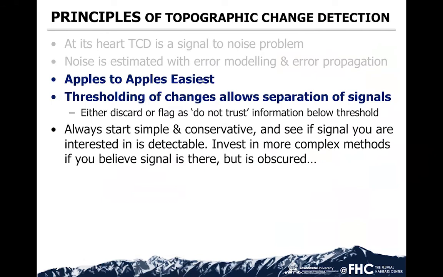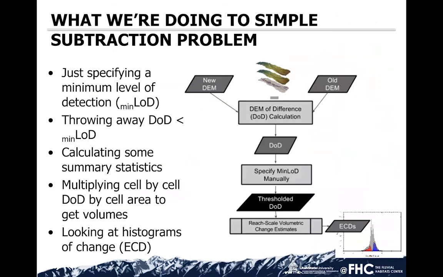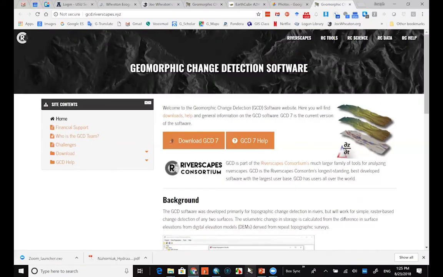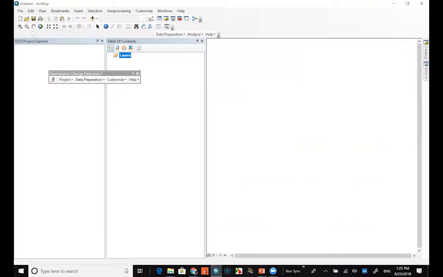Now, thresholding, I mentioned, this allows us to separate the signals from the noise. And so basically, to do this simple subtraction problem, I'm going to walk you through this right now. We're just going to get our two rasters in, do our simple subtraction, and then apply a threshold to get started here, okay? This is all pretty simple, but certainly if there's anything I'm doing that you have a question about, just shout. Okay?